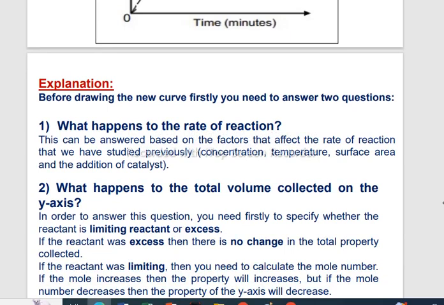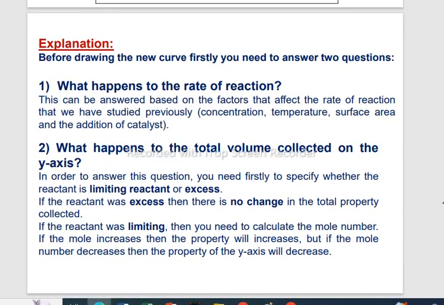Before drawing any new curve, firstly, we need to answer 2 very important questions. The first one, we need to start thinking about what happens to the rate of reaction. This can be answered based on the factors that affect the rate of chemical reactions that we previously studied. Considering these factors, I have number 1, the concentration factor, number 2, the temperature factor, the surface area, if I have a solid reactant, of course, and the addition of any catalyst.